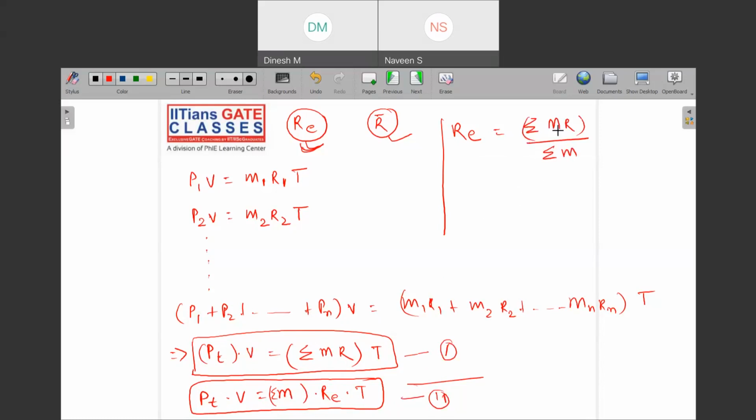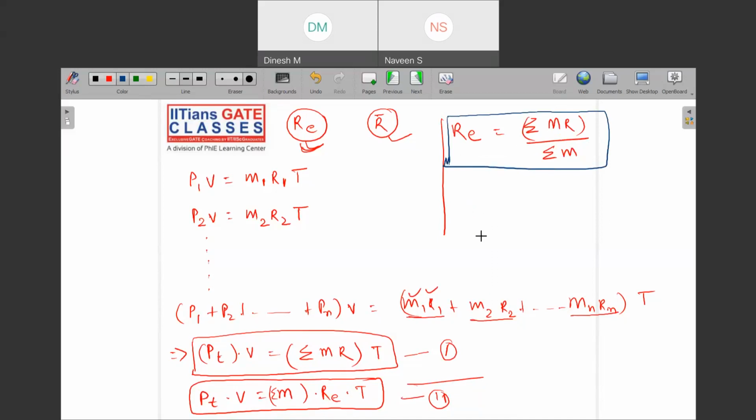What is this M into R? Summation of M into R means that you take the product of M into R of all the individual gases, then you take the sum of that, and then you divide it by the whole mass, then you will be able to find out what R equivalent is. This is an important relation.